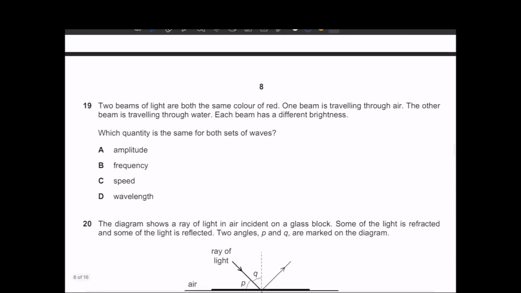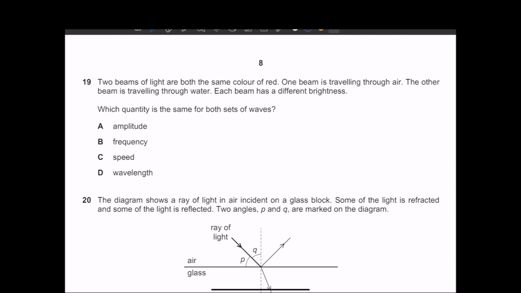For question 19, two beams of light are both the same color of red. One beam is traveling through air and the other beam is traveling through water. Each beam has a different brightness. Which quantity is the same for both sets of waves? I can infer that without reading the question, because they said red here. It means the frequency is constant. The amplitude may be different because of the energy.